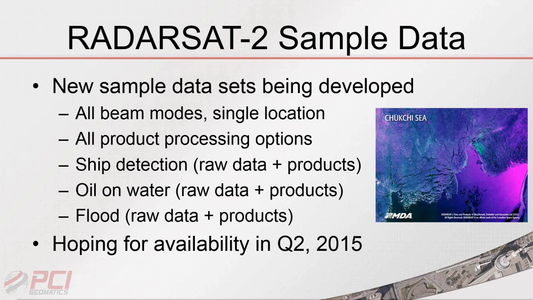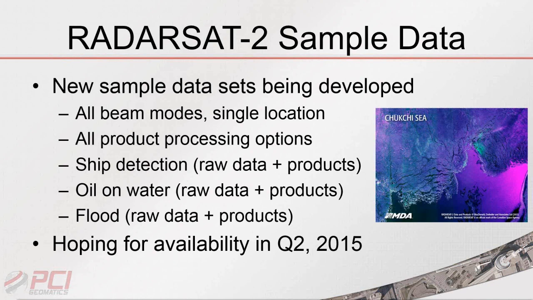And so what we're in the process of doing is putting together a new, very comprehensive sample data set that's going to do things like give you a sample of every beam mode of RADARSAT-2 that I just showed you over a single location so you can see what the differences are. We're going to take a single scene in a single location and process it in all the different ways that we can do, give you the raw SLC data, give you a geocoded or georeferenced product so that you can see what those processing options give you out of the box when you take delivery from us. And then we're going to do a whole bunch of different processing and value-added products.